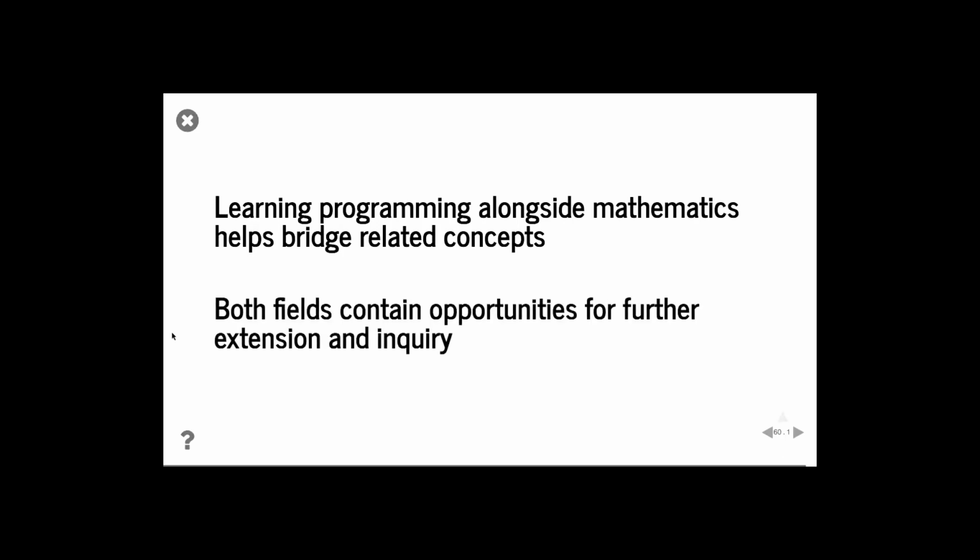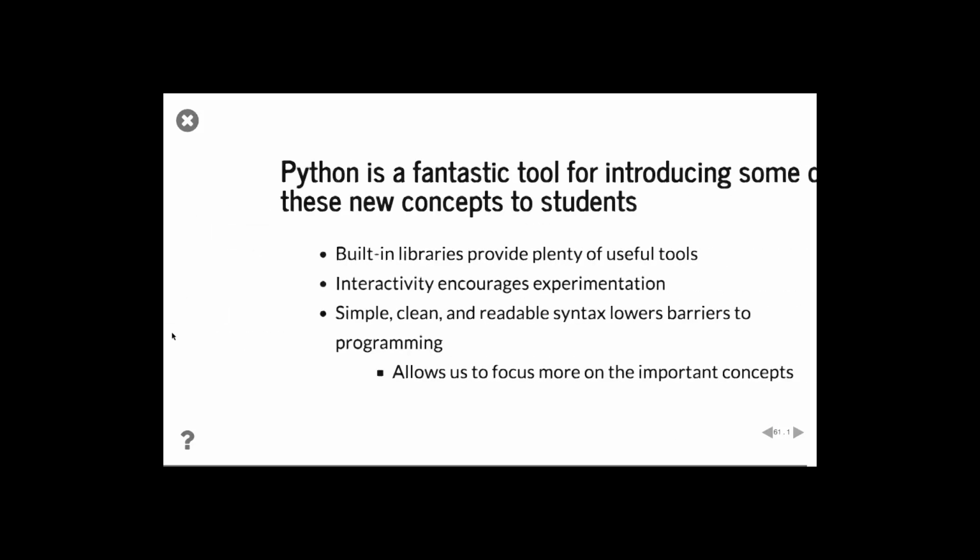All right, so I really think based on these examples, we can see that learning programming alongside mathematics can be used to help bridge these related concepts. If we have students familiar with one stream or another, they can use that as an entry point into exploring the converse. Both of these fields contain a lot of opportunities for further extension and inquiry. Once we get started, it's easy to use these tools to start stepping through some more complicated ideas.